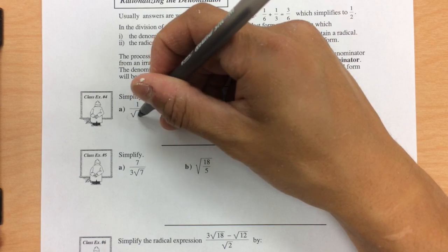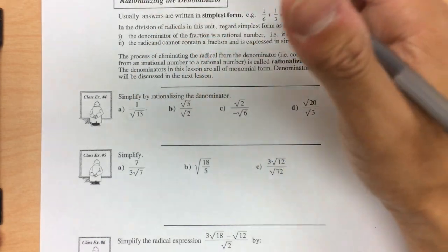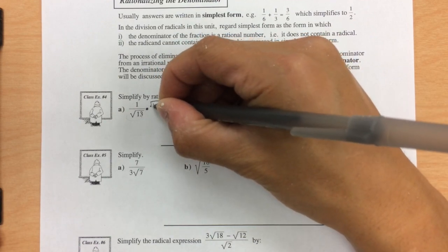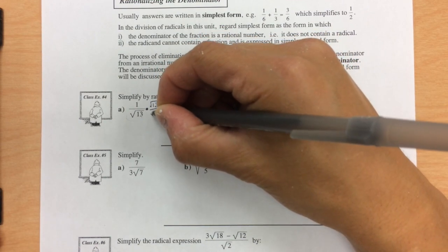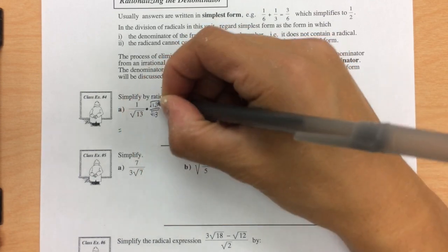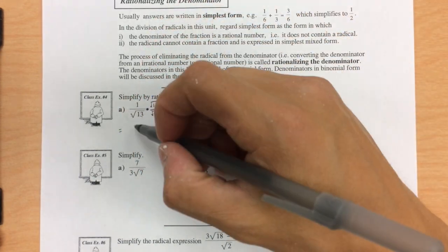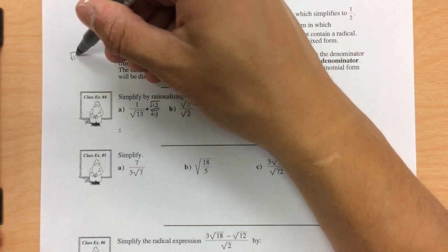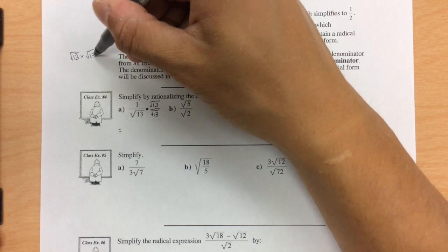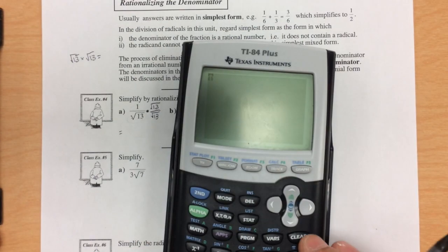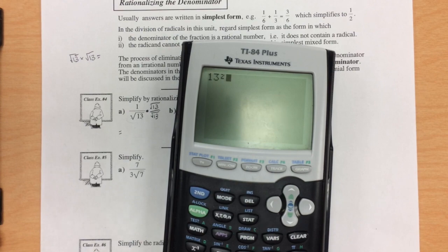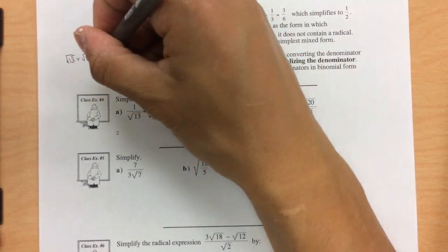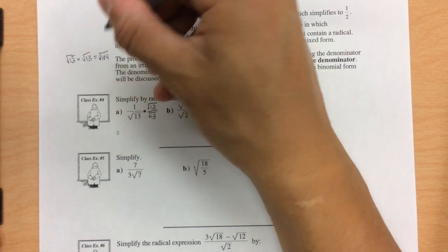In order to do that, remember when we were multiplying radicals, if we multiplied a radical by itself, so in this example, I would multiply by the square root of 13. When I do that, that gets rid of my radical sign. Because if I have the square root of 13 times the square root of 13, that ends up becoming 13 squared, but that's in a radical sign, right? So this ends up becoming the square root of 169.